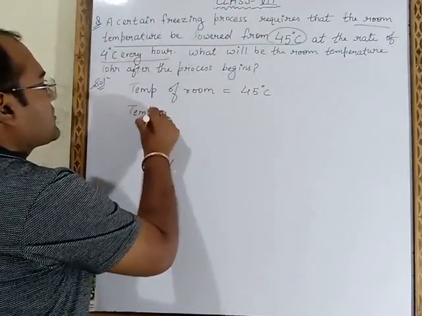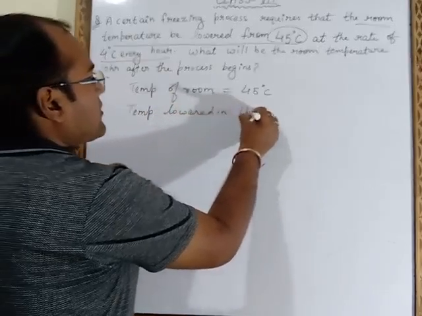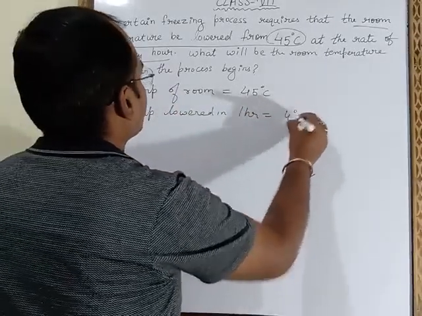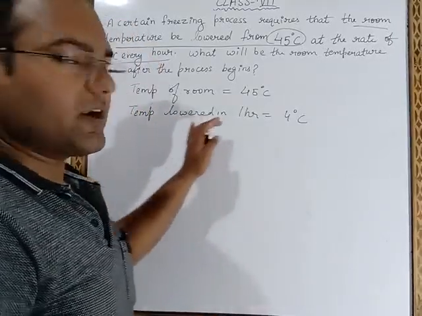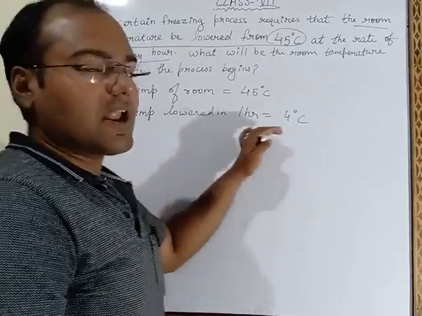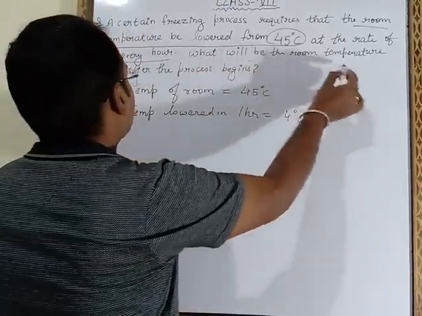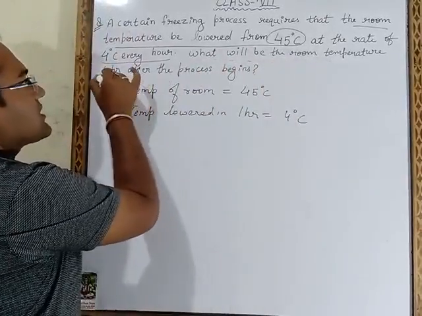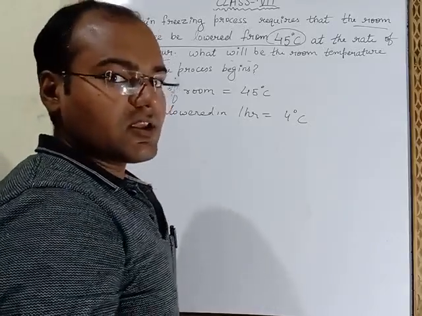Temperature lowered in 1 hour is equal to 4 degrees Celsius. Temperature lowered, you can write, or reduced. Temperature reduced in 1 hour is equal to 4 degrees Celsius. What is being asked? What will be the room temperature 10 hours after? We have to find the room temperature after 10 hours.